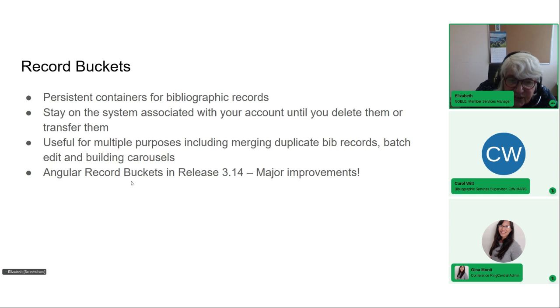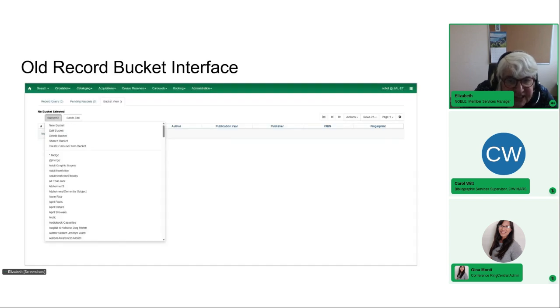And the record bucket development happened in 3.14, and it is maybe one of the largest improvements that I have seen in the Evergreen system. So I wanted to show you the old record bucket interface. Now, some of you are still using this, and some of you have already moved to 3.14, but this is what the interface looked like.